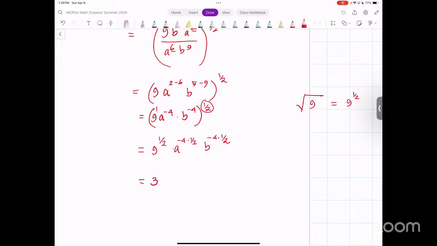And this is going to be a to the power of -2, b to the power of -2. This is going to be changing back to 3 times a squared b squared. You're changing this exponent to positive exponent form. Makes sense? Are you guys following that? All right.